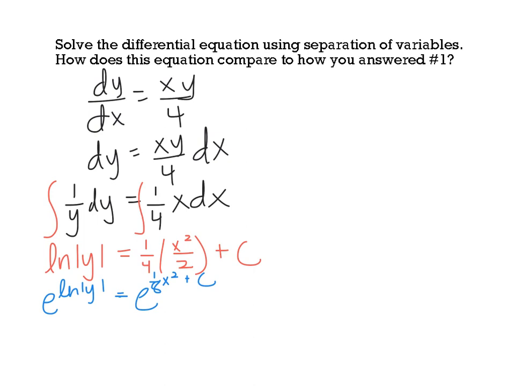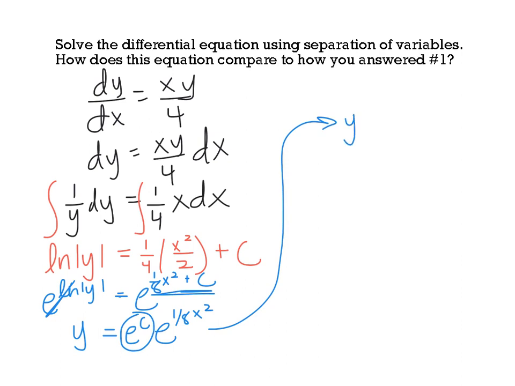All right, e to the ln of y, e and ln are inverses, so we're just left with y. Now remember, when you're adding exponents, that's the same as multiplying. So e to the c times e to the 1/8 x squared. And remember, e to the c, if you're doing e to a constant, you're just going to get another constant. So this is y equals c e to the 1/8 x squared. So this would be our general solution involving that differential equation.